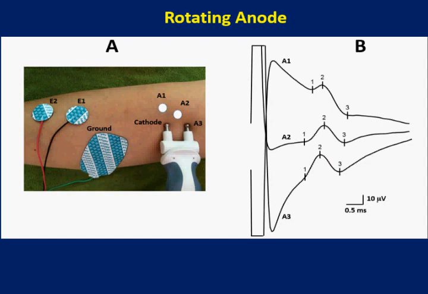In this recording, the lateral antebrachial cutaneous nerve was stimulated using 3 different positions of the anode. In position A1, the artifact is going upwards. In position A3, the artifact is in the opposite direction. At a site in between, A2, the artifact is much less and the sensory response is least contaminated by the artifact.